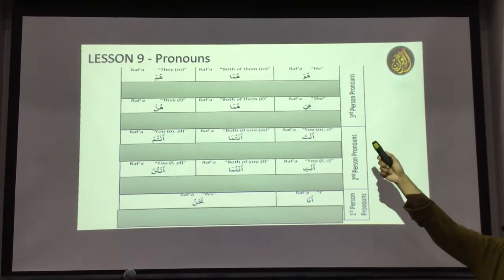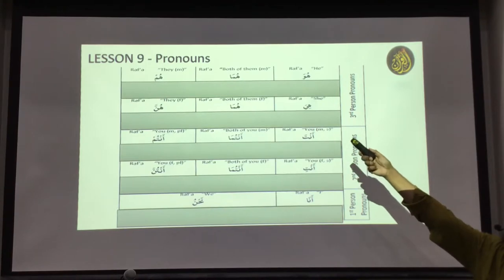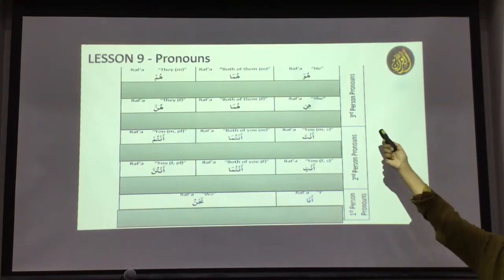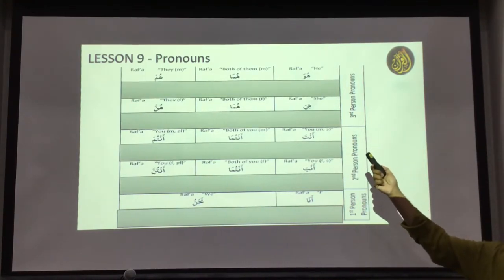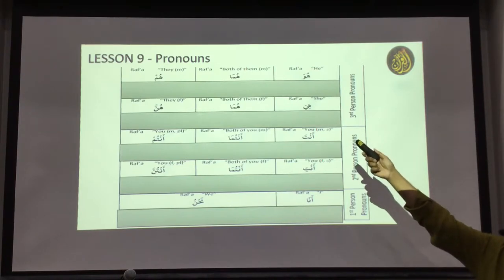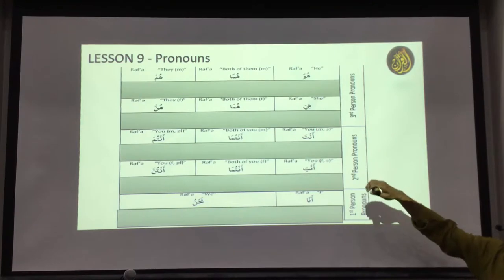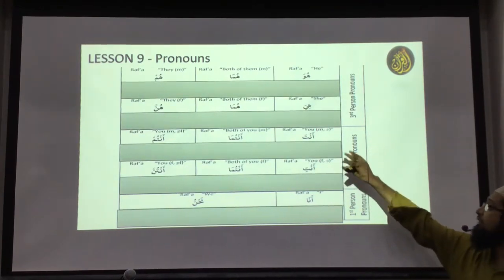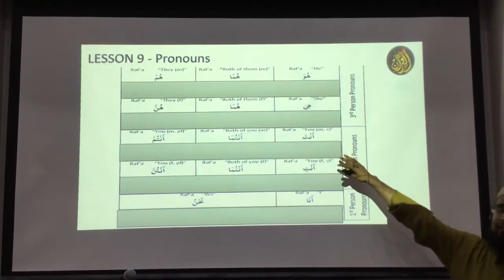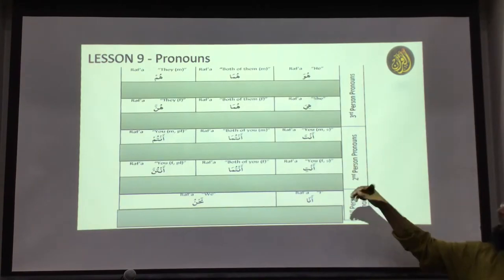So these are the six things, and out of the six, two of them are very similar. Huwa, you'll always remember, huwa means he. Huma, hum, hiya, huma, hunna. These are the third person, and these are all rafa. Let's go to the second person. Anta means you.